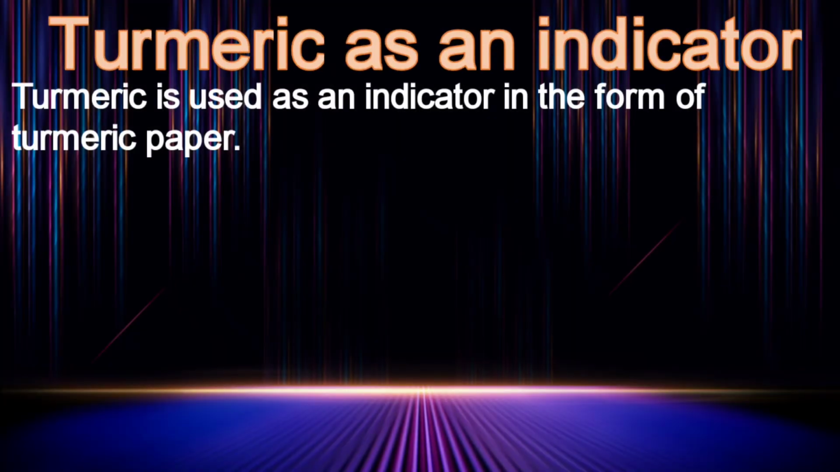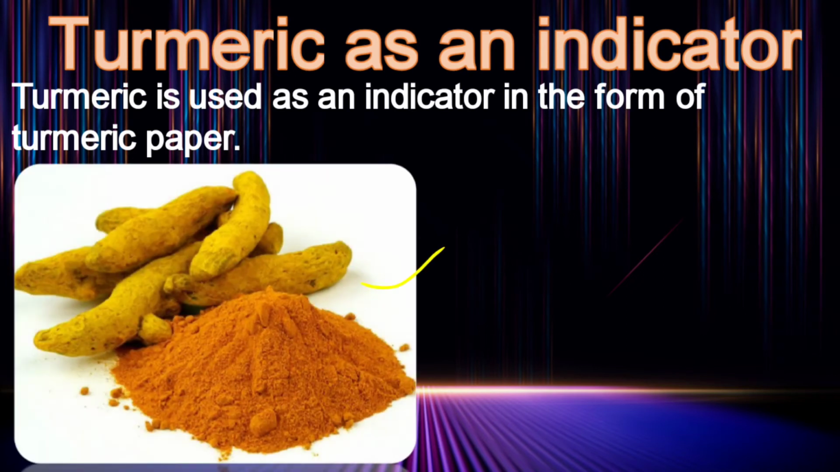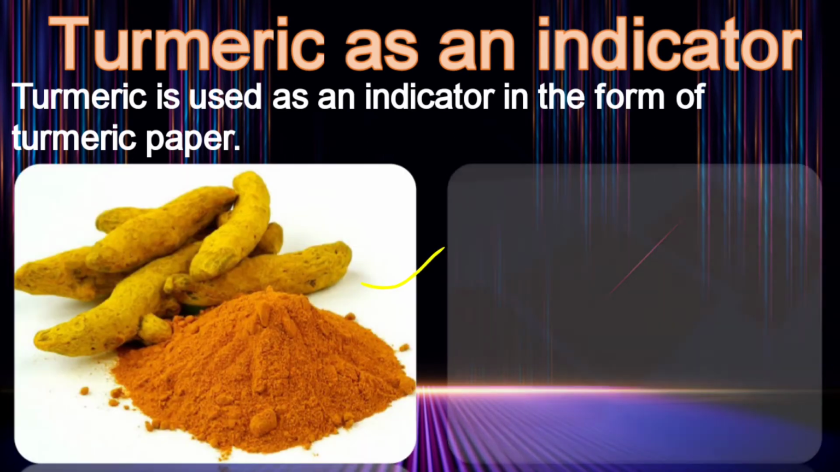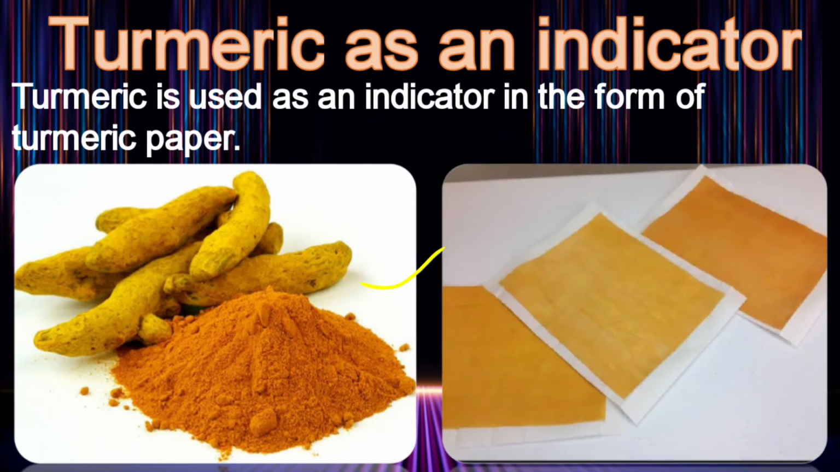Now we will learn about turmeric. Turmeric is also an indicator. It is a natural indicator, and we can make turmeric paper at home. We can make a paper from this turmeric. How, we will see next.